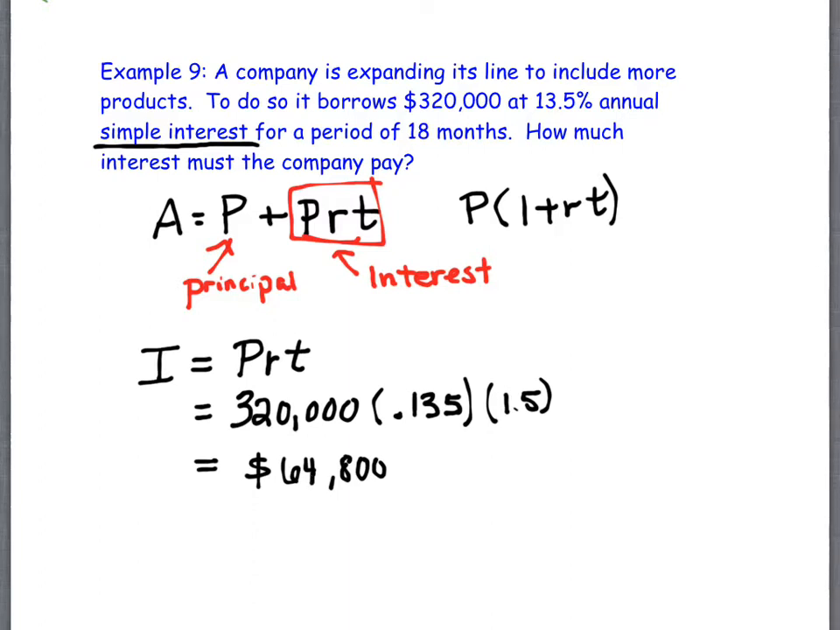All right, so $64,800 is the interest that they will be paying for the luxury of having borrowed that much money. Okay, so when they pay the money back, they owe the $320,000 they borrowed, plus they owe $64,800 more. So this is the additional amount of money that they have to pay back to their lender. Are you following? Okay, so that's the first one.